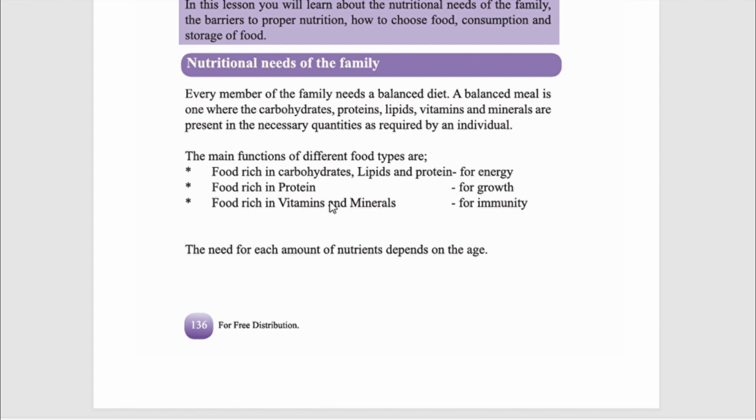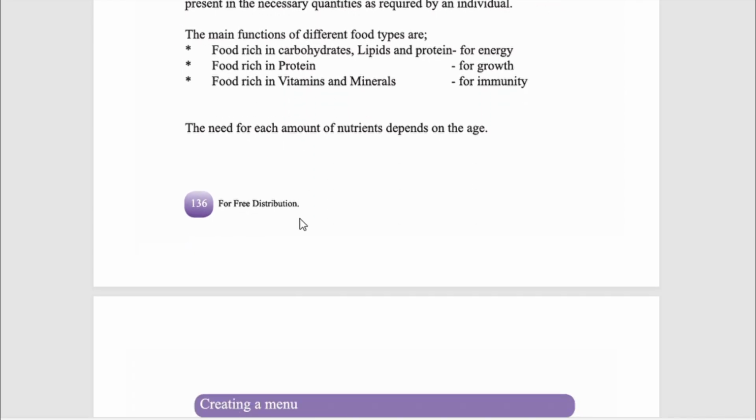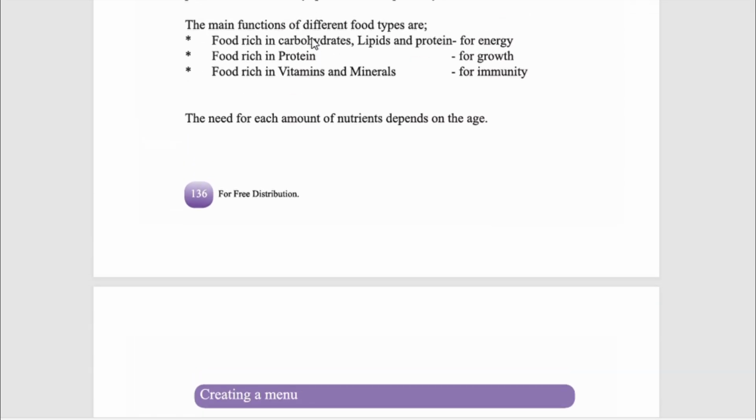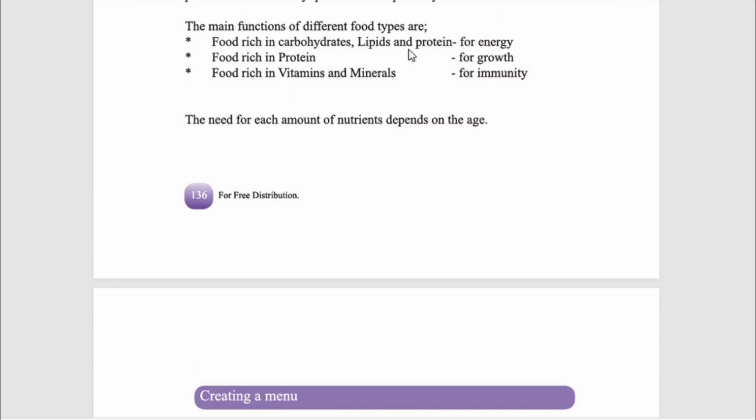Food enriched in protein helps our growth, especially in little children. Doctors ask them to get a lot of protein in their diet because it helps their growth. Food rich in vitamins and minerals is for immunity. The need for the amount of nutrients depends on age, especially the lipids and the protein. We have to limit the intake of lipids.